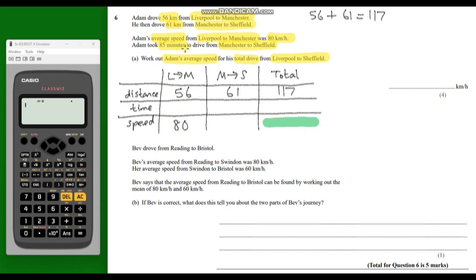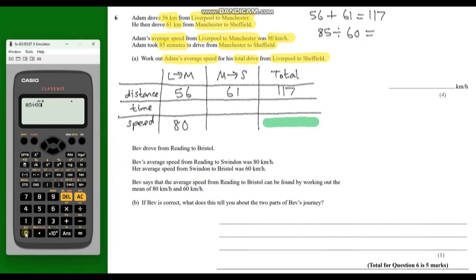Now the time from Manchester to Sheffield is 85 minutes, but be really careful because we're not going to write 85 in here, because this is in minutes. Notice our speed for this one is in kilometres per hour. The units need to be consistent. So we need to put the time in hours. To do that, I'm just going to divide 85 by 60, because that will convert it into hours.